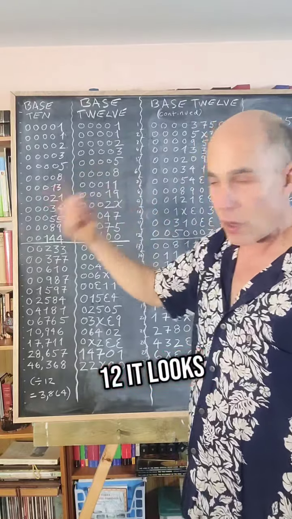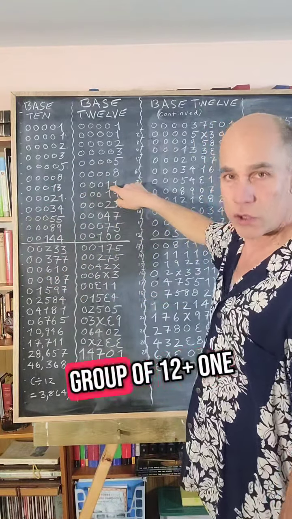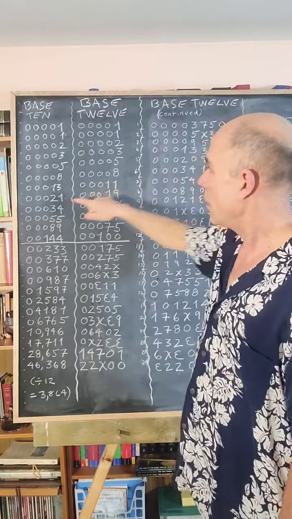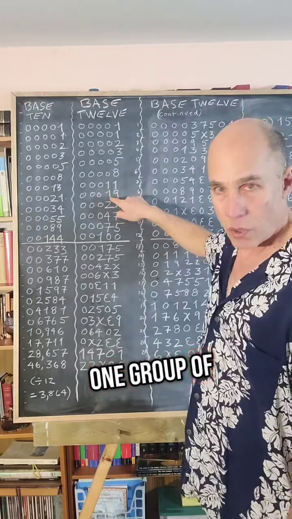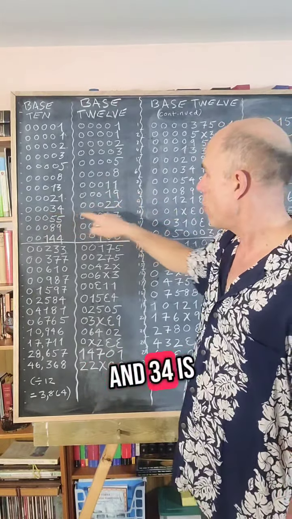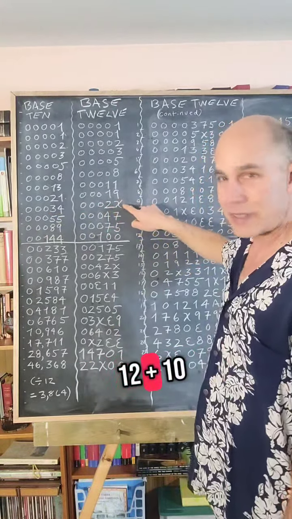So in base 12, it looks like 11. You have one group of 12 plus 1. And then 21 is one group of 12 plus 9. And then 34 is two groups of 12 plus 10.